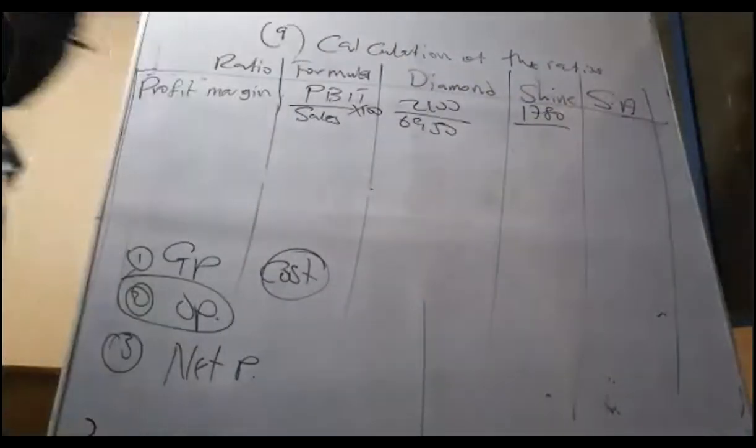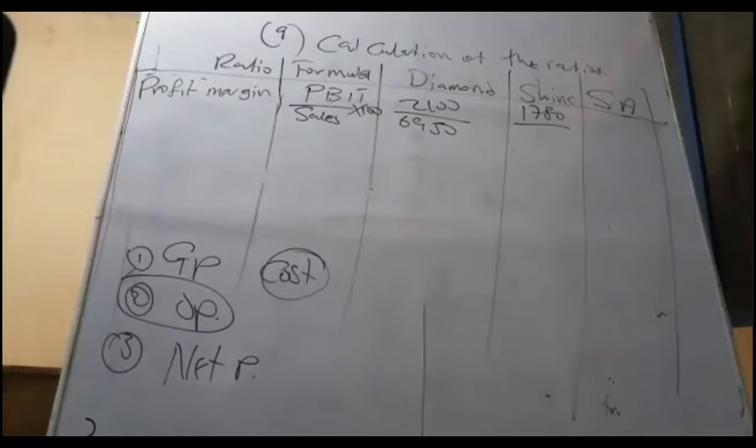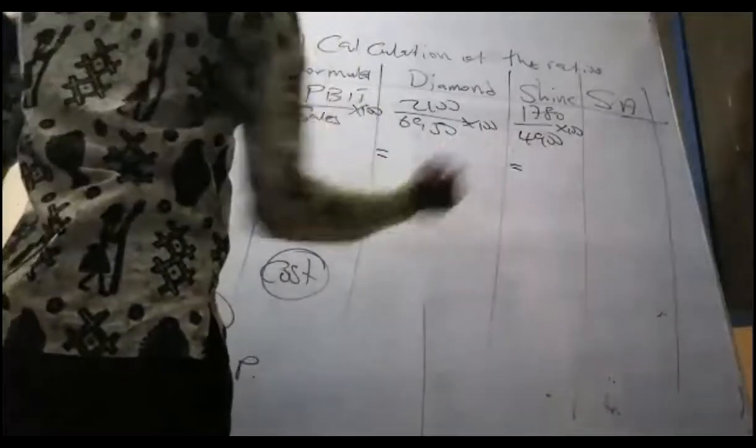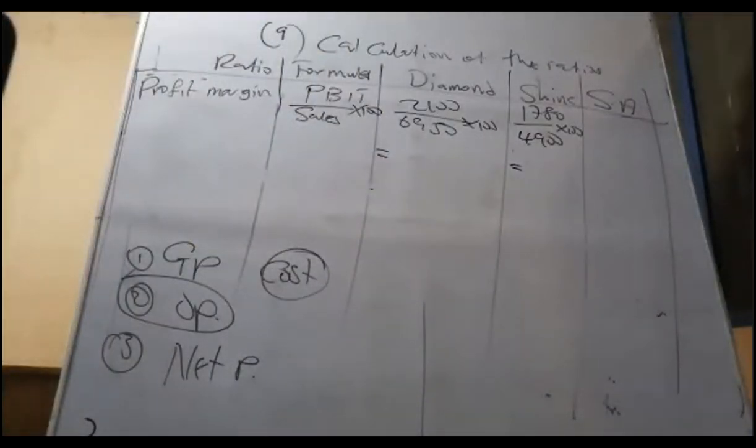Let's go and pick the figures too. 4,900 times 100. Answer. Write the answer here. Good. 30% for diamond, and that's very good.